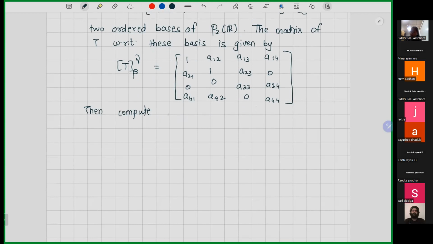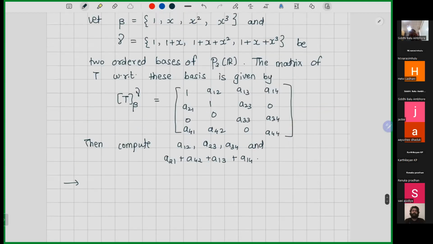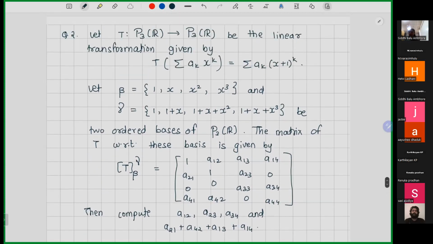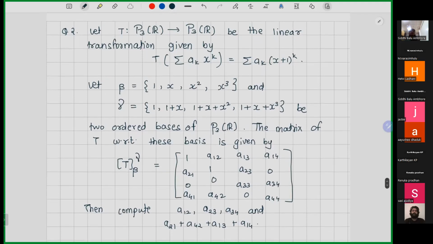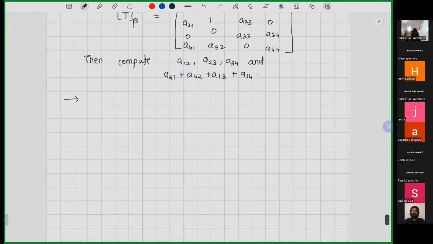We will be following the same method we did in the earlier question to obtain this, and along with just the coefficients, now they also want us to find A21 plus A42 plus A13 plus A41 A14. Okay, so again note that our beta and gamma are different, and again the linear transformation is not that trivial. They are saying that summation a_k x^k is going to summation a_k (x+1)^k. Okay, so let me write again.